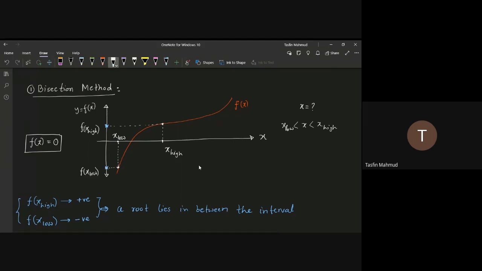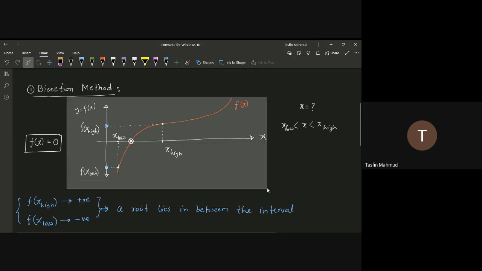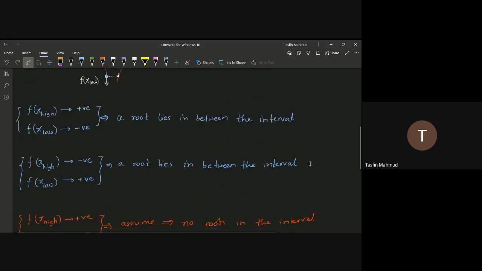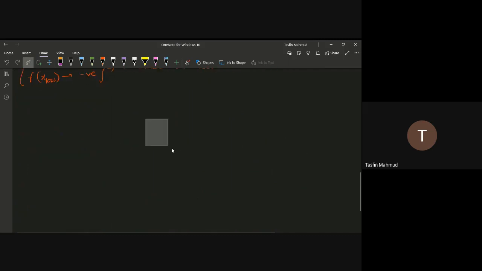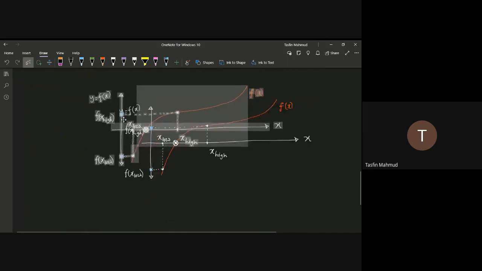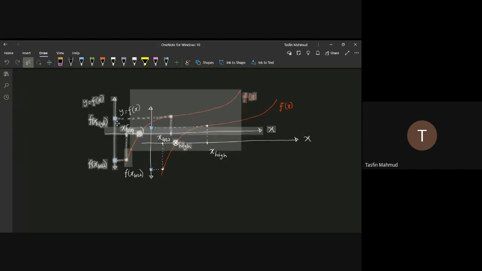So now we will try to find this root, the value of this x, our focus point. I'm going to copy this graph and move on to the next one. The algorithm will be given in the lab sheet, so it will be easier for you to understand. So now I will discuss how we can solve the x value.